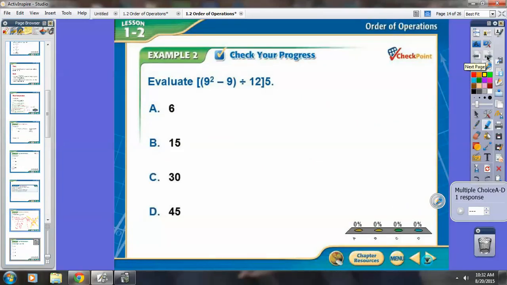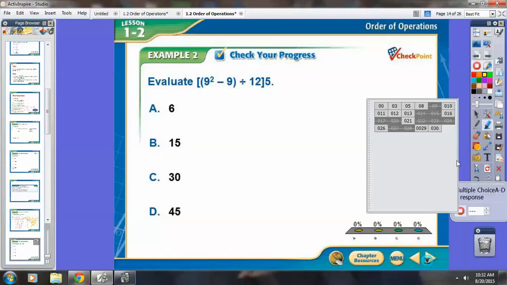Alright, this next one I want you guys to try on your own. We're going to use our clickers. I want you to copy it down onto your notes. I'll read it to you. We have bracket, and then parenthesis, 9 to the second power, minus 9, close parenthesis. What's the plus or divided by? Divided by, my eyes aren't working. Divided by 12, close your bracket, times 5.